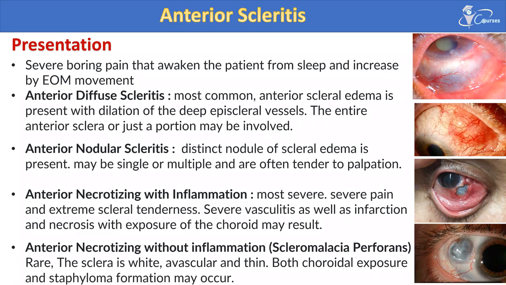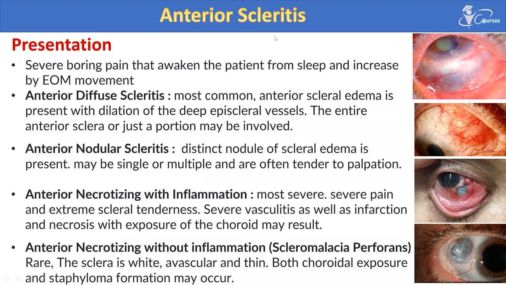There is no redness, there is no pain. Sometimes, or usually, it is discovered accidentally. So the patient is coming for routine checking or for glasses, and you discover this marked thinning. This is sometimes referred to as scleromalacia perforans. This is the other name of this disease. It is more common in females, more common in rheumatoid arthritis, and there will be a choroidal exposure; staphyloma may happen in those patients.